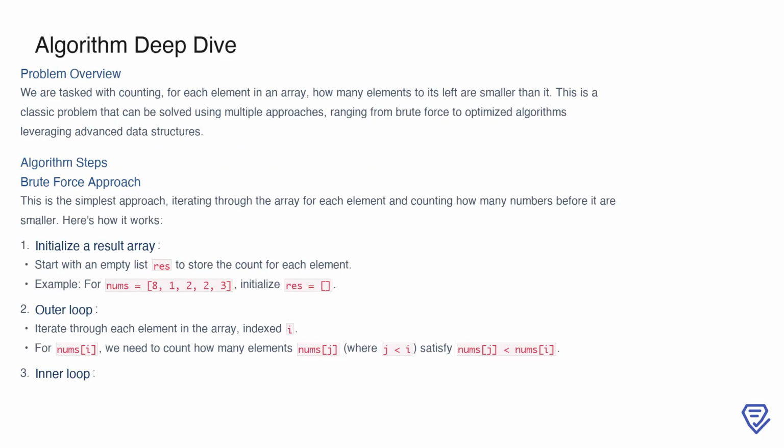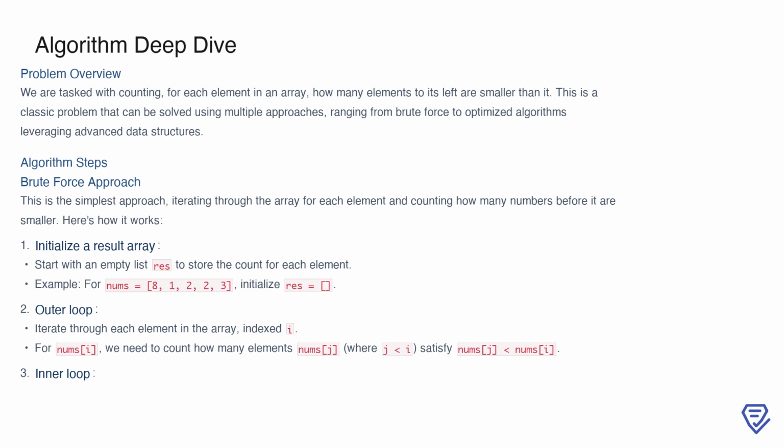To solve the problem of determining how many numbers are smaller than the current number, we can explore multiple approaches. One of the simplest methods is the brute force approach, where we count smaller elements for each number by examining all the elements before it in the array. Here's how this process works.